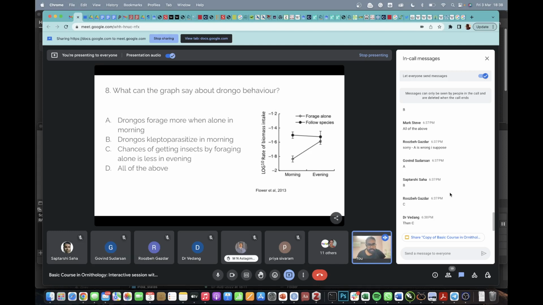So what you see is in the morning, when the bird is alone, like your drongo is alone, it has less of a catch, but it has a high catch when it is following other species. But in the evening, the variation between both situations is very similar. So what does that tell you? Okay, let's not talk about drongo. What does that tell you about insects in general?